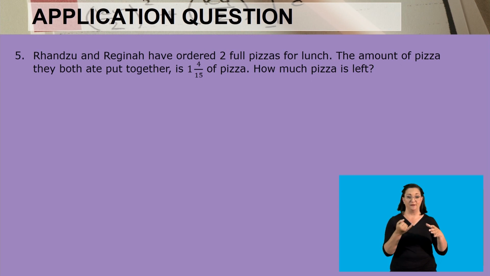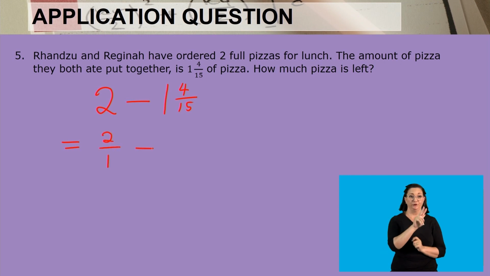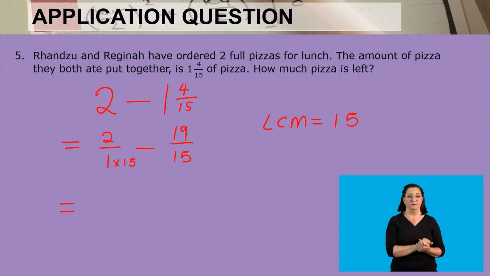For us to know how much pizza is left, we need to take the 2 whole pizzas that they bought and we need to subtract what they have eaten. And because we are working with a whole number, we are going to change it into a fraction. And from that previous calculation, we know that 1 whole and 4/15 is 19/15. And we need to get them to the same denominator, that is 15. What does this mean? It means I'm going to multiply that 1 by 15 so that it can get to 15 as a lowest common multiple. And then we are going to multiply the numerator as well.